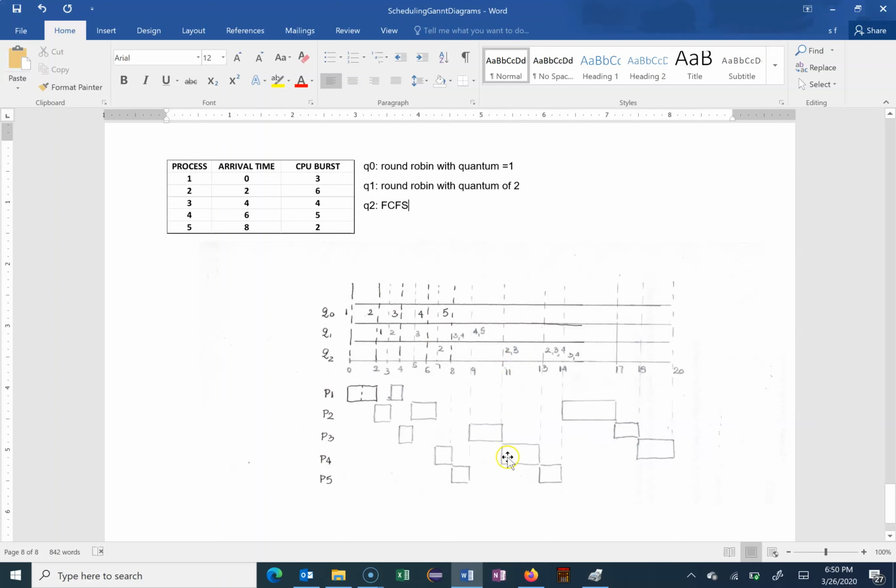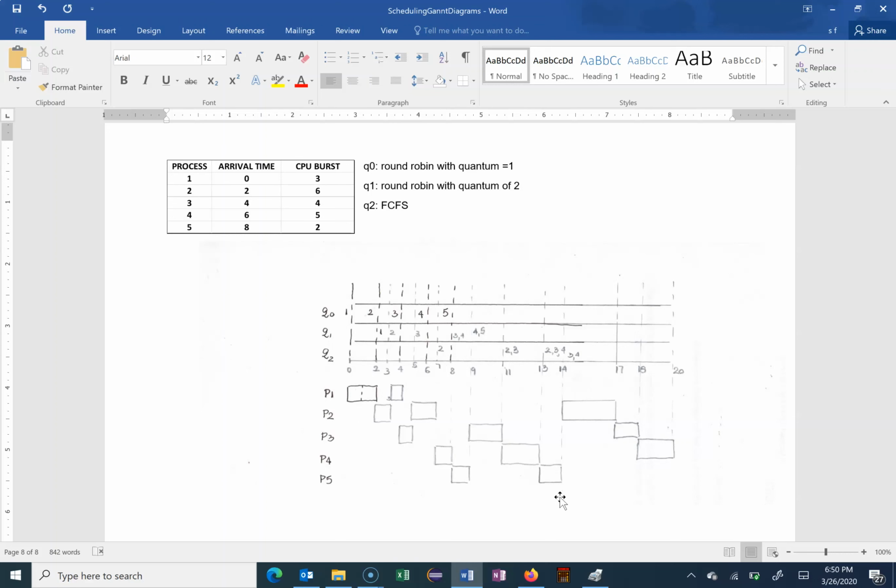The next will be process 4. So in Q1, we are left with 4 and 5. So we're going to have process 4. After process 4 executes 2 units, it's going to move into the lower priority queue. Then next we have 5. 5 executes for only 1 unit. Even if it comes from Q1 and it's allowed to execute 2 units, it's done with the CPU burst, so it's done at 14.